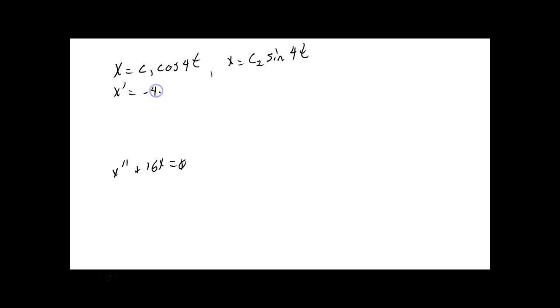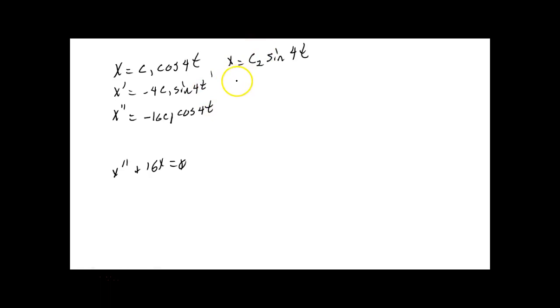Negative 4 C1 sine of 4t. Agree? Yeah, very good. Okay, now, want to do the first derivative of the second one, or take the second derivative of the first one? I don't care too much. Second derivative of the first one, okay? x double prime is negative 16 C1 cosine of 4t, okay?